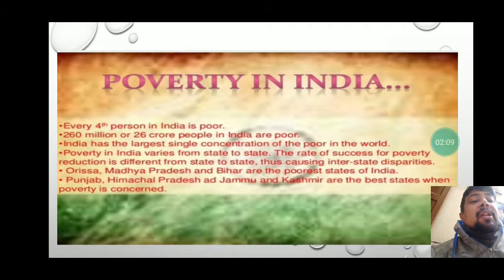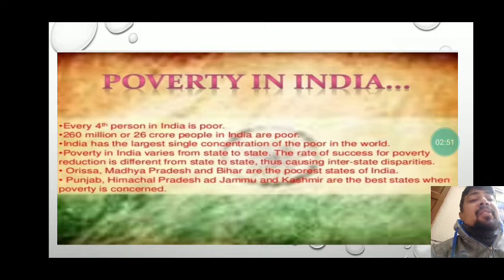Poverty in India varies from state to state. The rate of success for poverty reduction is different from state to state, thus causing interstate disparity. So if we are going to analyze the ratio of poverty, you will find that the different states are having their different results. Like if we are going to talk about Bihar and UP and Odisha, you will find that the result is quite different if we compare with the result of Punjab, Haryana and Kerala. Those states are much ahead in terms of development, whereas states like Bihar, Odisha are lagging behind. So here there is an interstate disparity in terms of poverty.